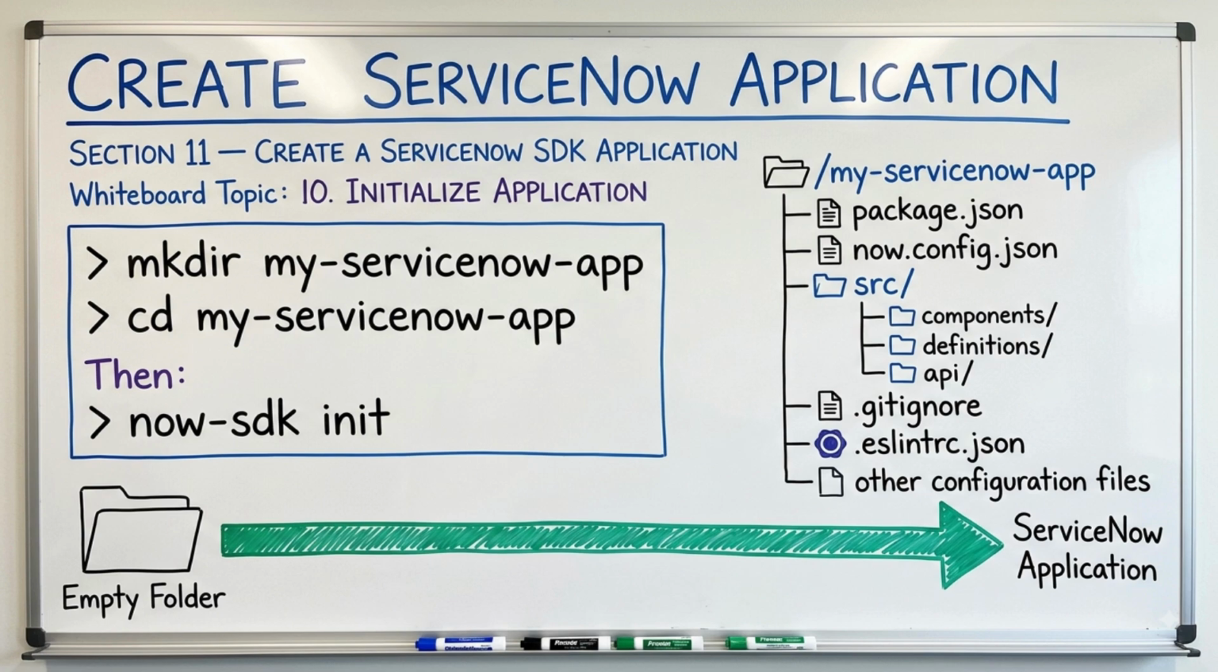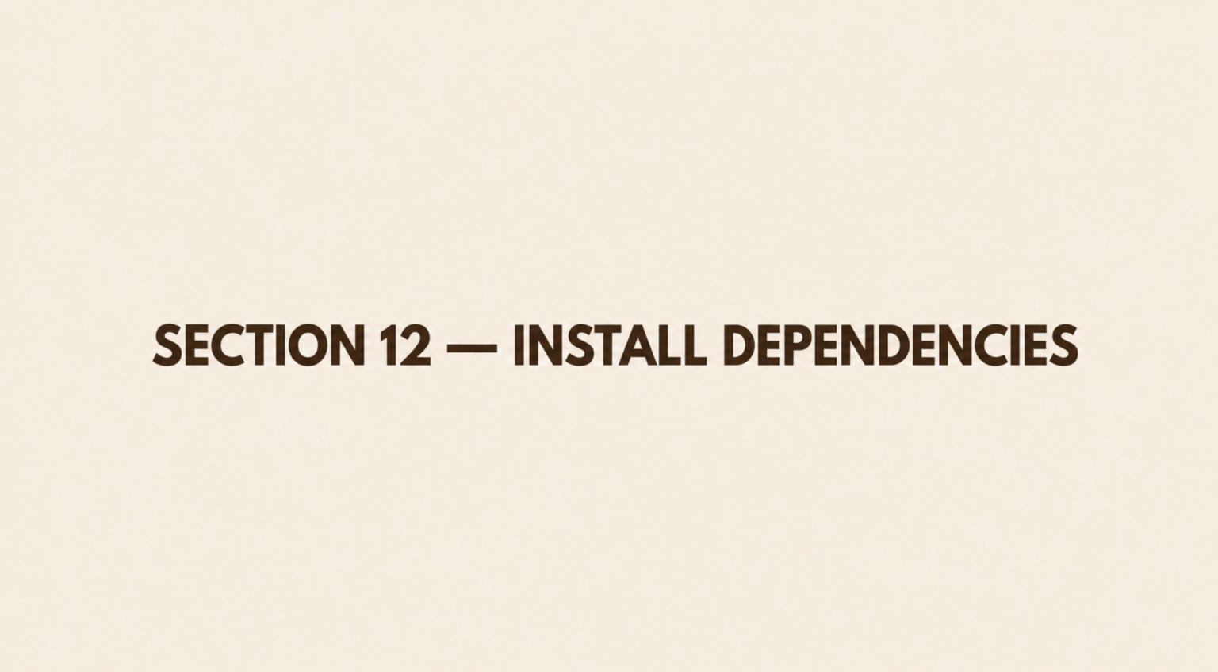Now we're ready to create the local application structure. We first create a dedicated project directory and move into it. Then we use the SDK init command. The init command creates an application structure suitable for source code development. This is where our ServiceNow project starts becoming a normal developer project, with files, configuration, source code, and dependencies that we can manage in Git.